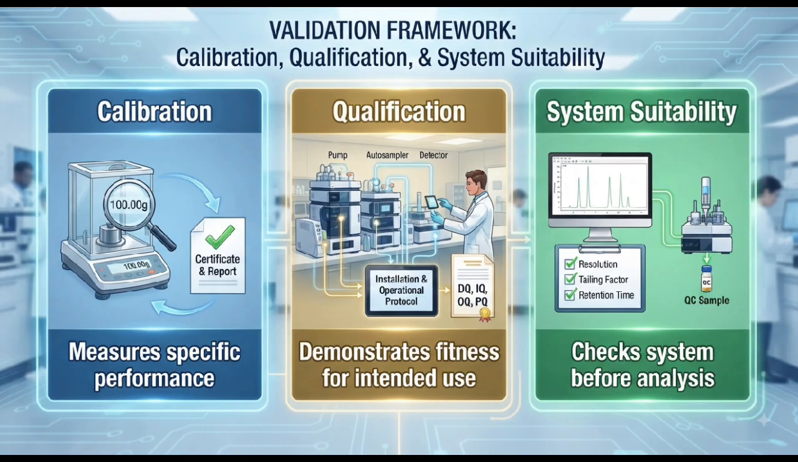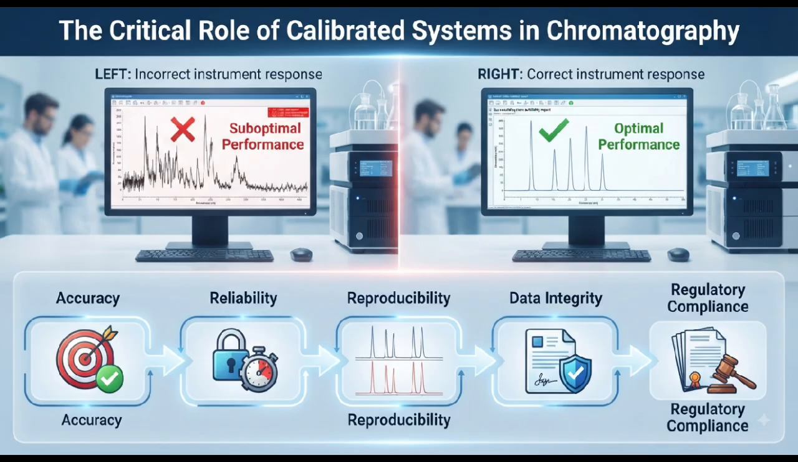System suitability, on the other hand, is normally performed as part of an analytical procedure before or during routine analysis. For example, system suitability may include parameters such as theoretical plates, tailing factor, resolution, and injection repeatability or RSD. Therefore, calibration and system suitability should not be treated as the same activity.